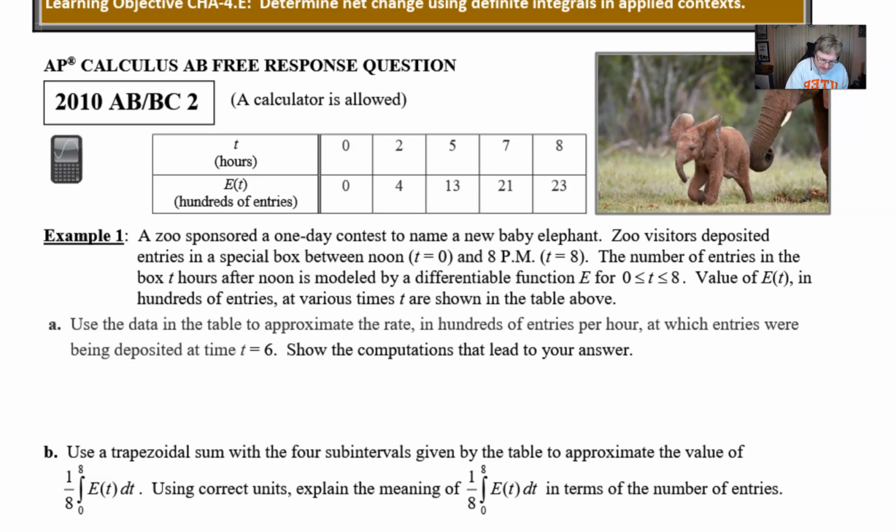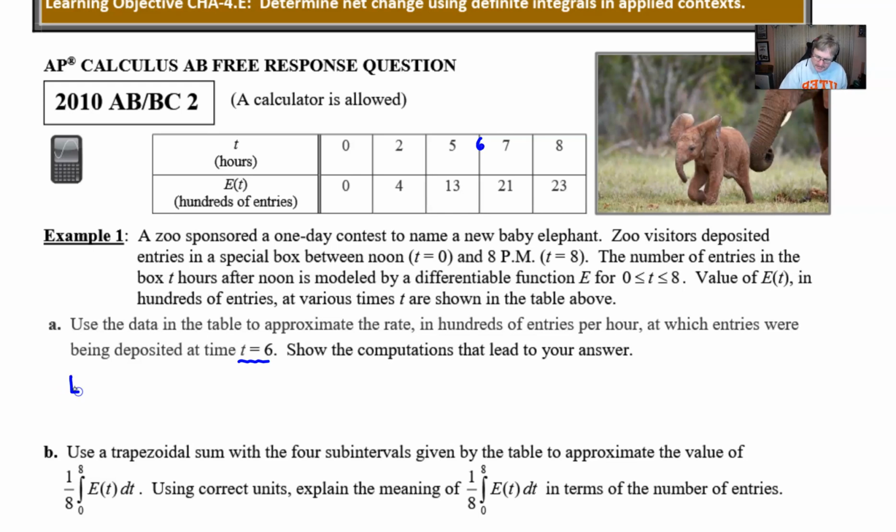So part A, we've been here before. We've done approximations of this particular type of data where we want to figure out the rate in hundreds of entries per hour. And we want to do so specifically at time 6. Well, if you look in the table, there really isn't a time 6, unfortunately, with data. But we can do the next best thing and use the values around 6 and find our slope.